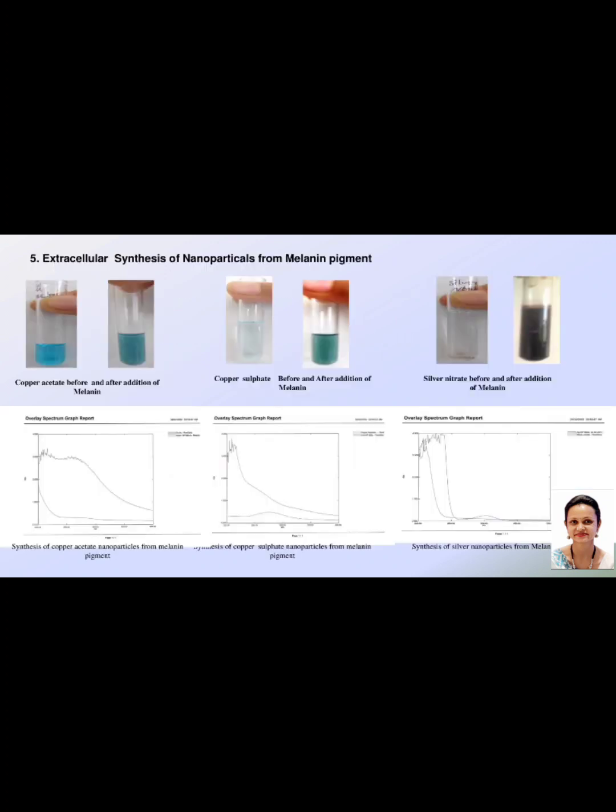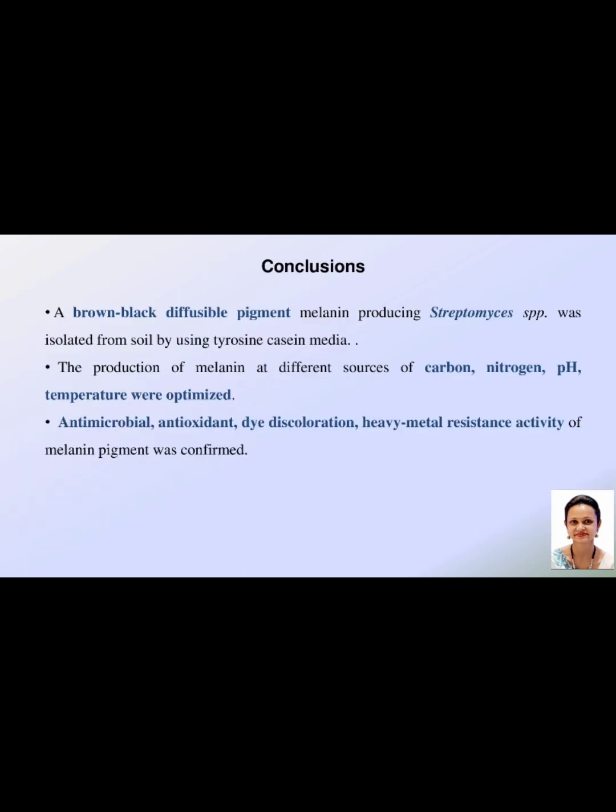Then the last property is the synthesis of nanoparticles. For this, copper acetate, copper sulfate, and silver nitrate were used at a concentration of 1 gram per liter. 30 minutes of incubation shows a visual observation, that is, a color change in the samples, and these samples were used for characterization and applications. The bioreduction was monitored by sampling and measuring the absorption spectrum by UV visible spectroscopy.